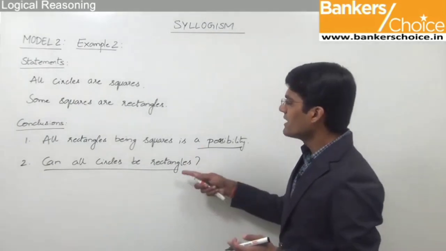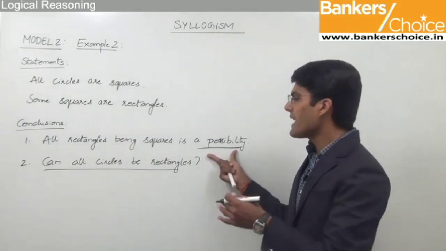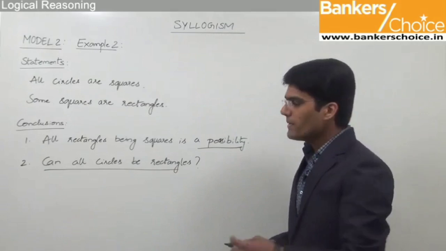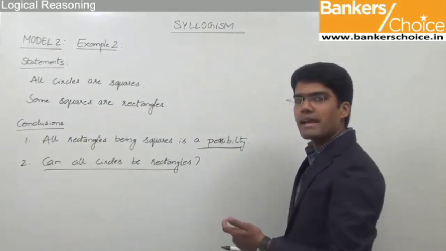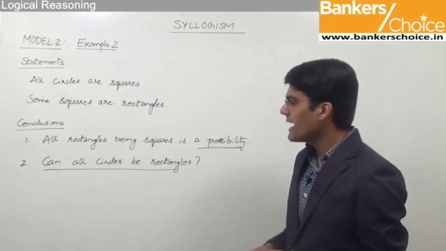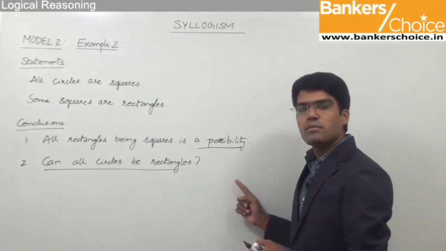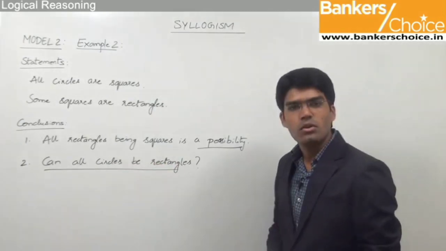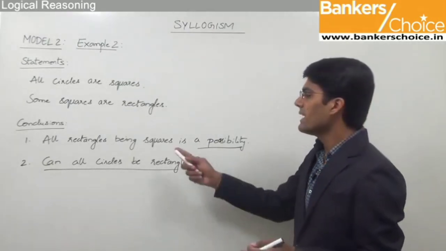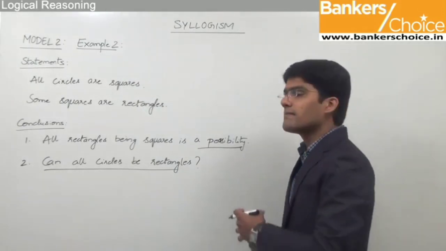So here both the given conclusions are in the form of possibilities, because the first conclusion directly says all rectangles being squares is a possibility, and the second conclusion starts with the word can. So whenever we see that can all circles be rectangles, can all A's be B's, that should be treated as a possibility. So again, we need to check that can all circles be rectangles or not, or all circles being rectangles is a possibility. So this is another way of giving you a possibility. As discussed earlier, we just need to prove with at least one diagram that these given possibilities follow the given statements. Let us first try to understand the basic diagram for these statements.